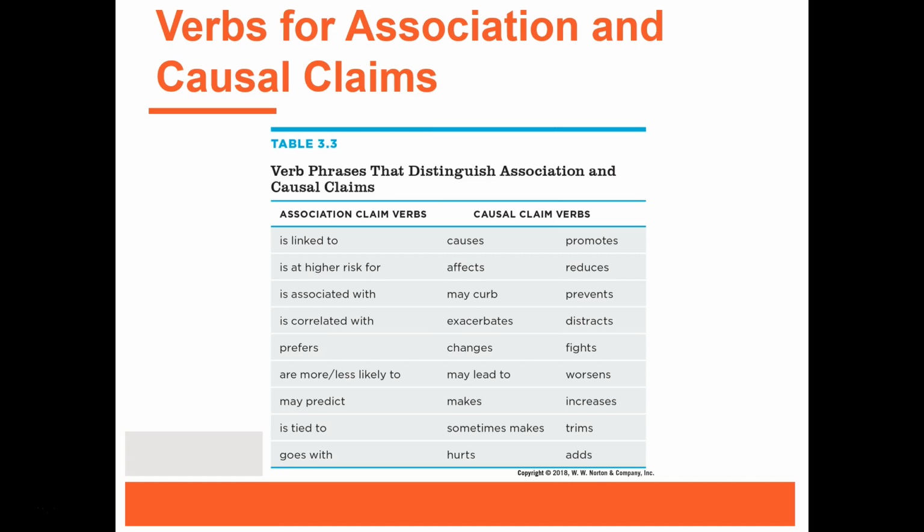The verbs for association and causal claims are here. And again, you can just take a look at them. For association, we're talking about is associated with, is correlated with, goes with. All we can say is these two variables are related. Whereas when you're using a causal claim, you're looking for words maybe in the headlines and in the writing that say causes, affects, changes, makes something happen, increases something. You're more able to say one thing causes another thing to change.